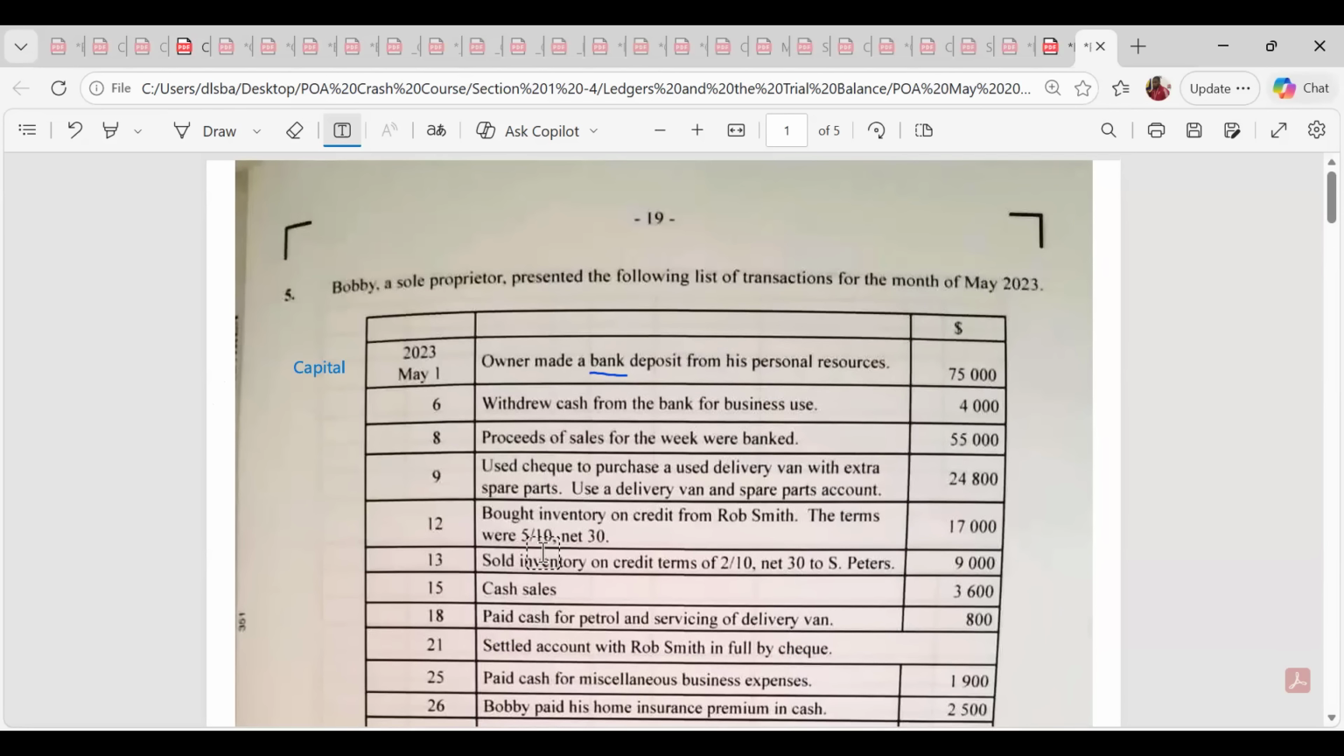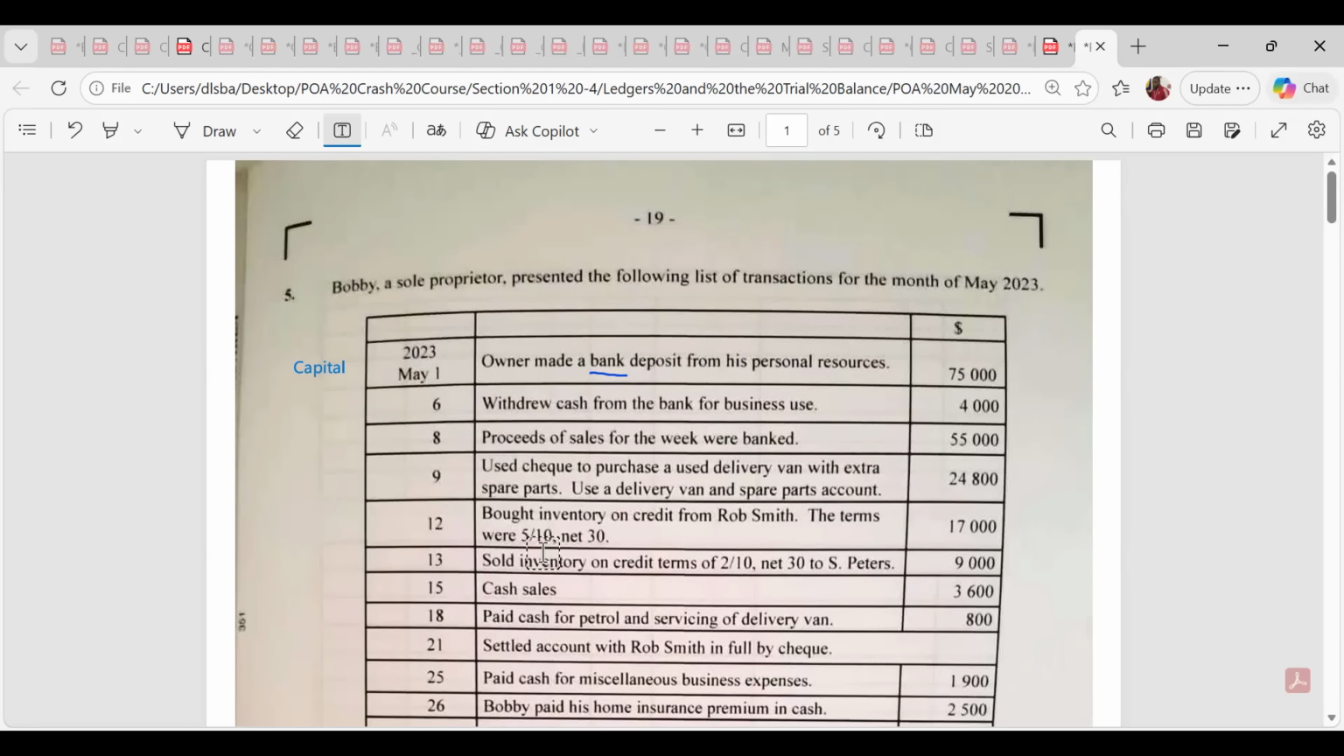Let's look at the next transaction. Withdrew cash from the bank for business use. So we're taking money from the bank account and putting it into the cash account. What's happening to our bank account? Is it increasing or decreasing? If we're taking money from the bank account, it'll decrease. And what will we do to our bank then? Credit. And when we put the money in our cash account, would cash increase or decrease? Increase. And what will we do? Debit.